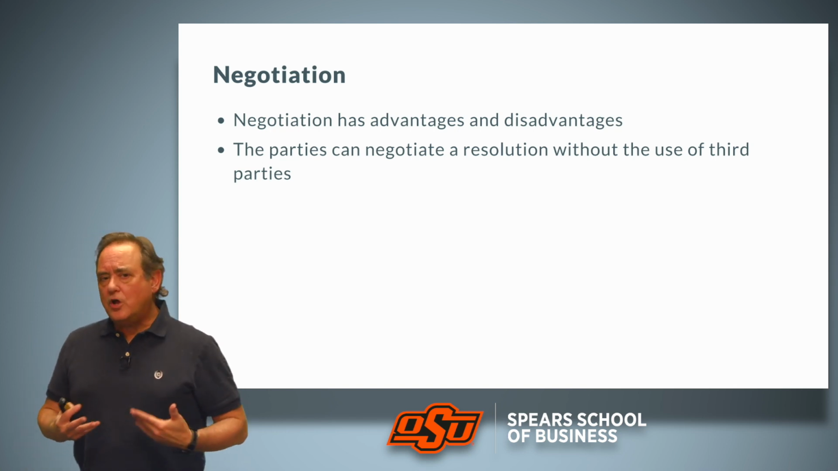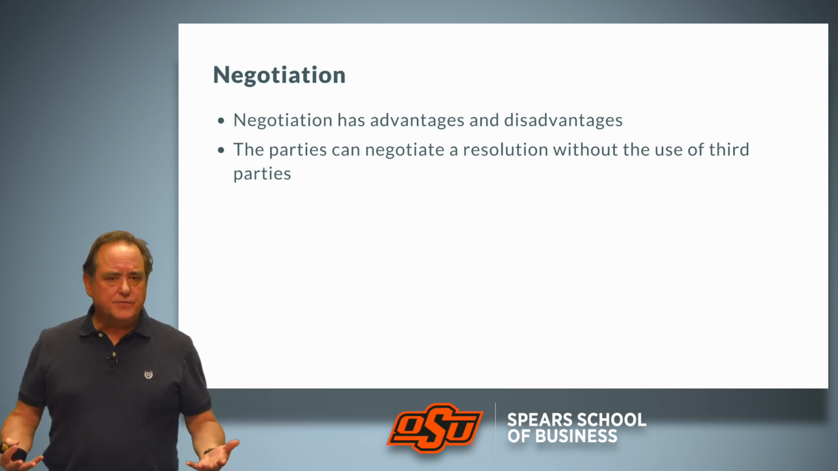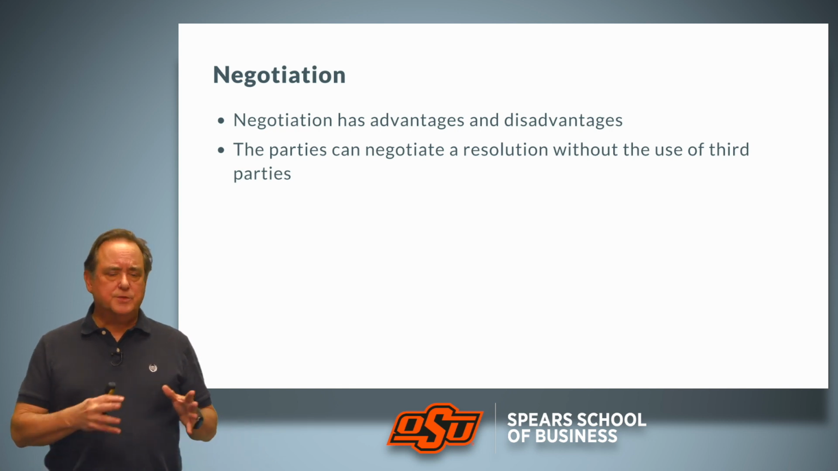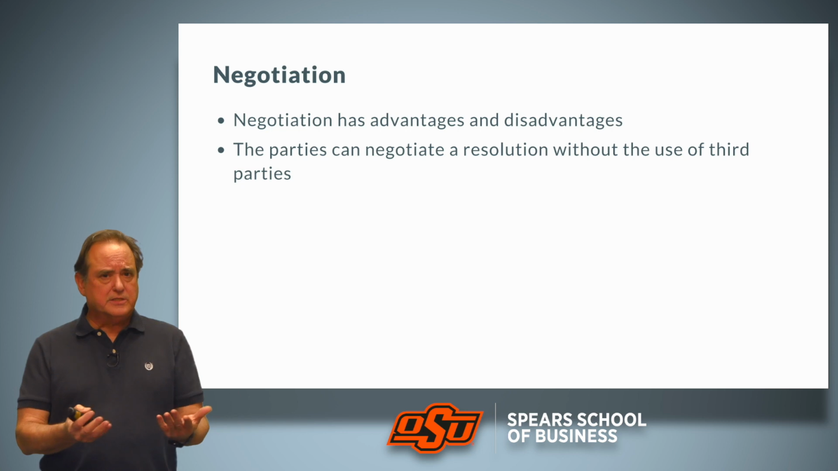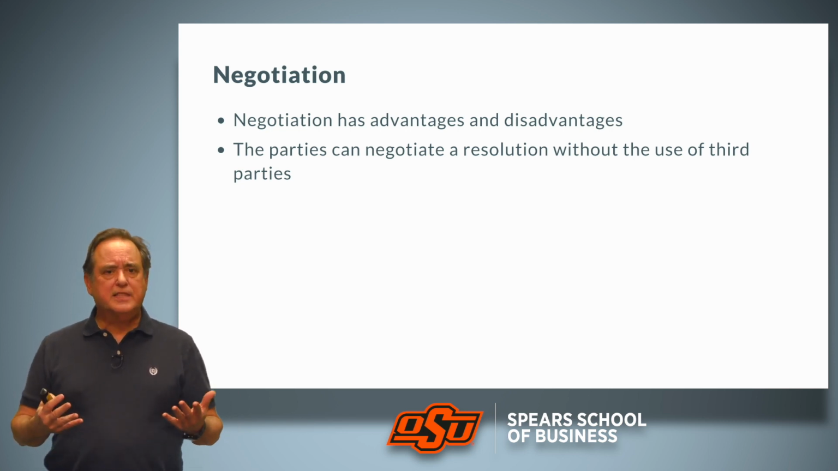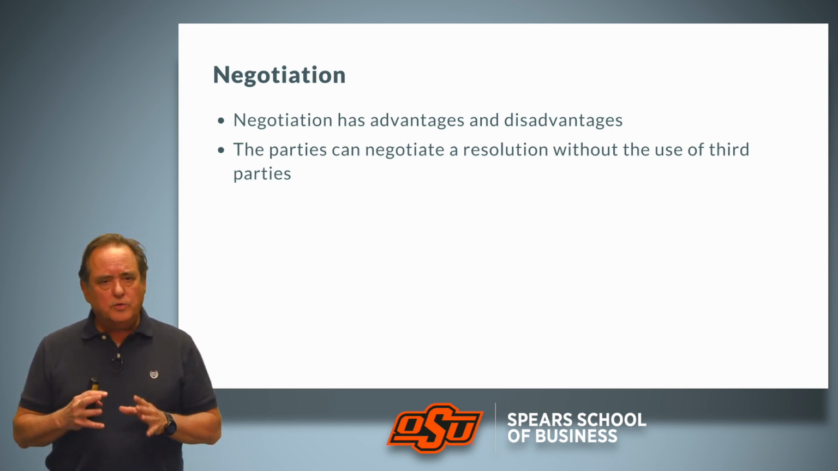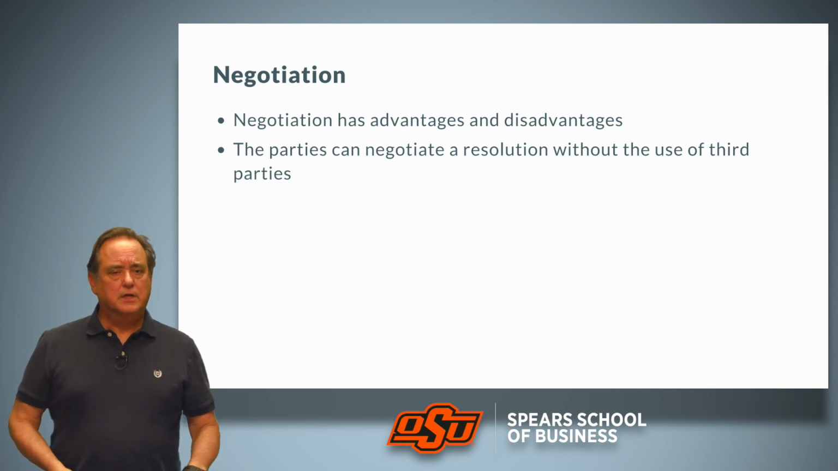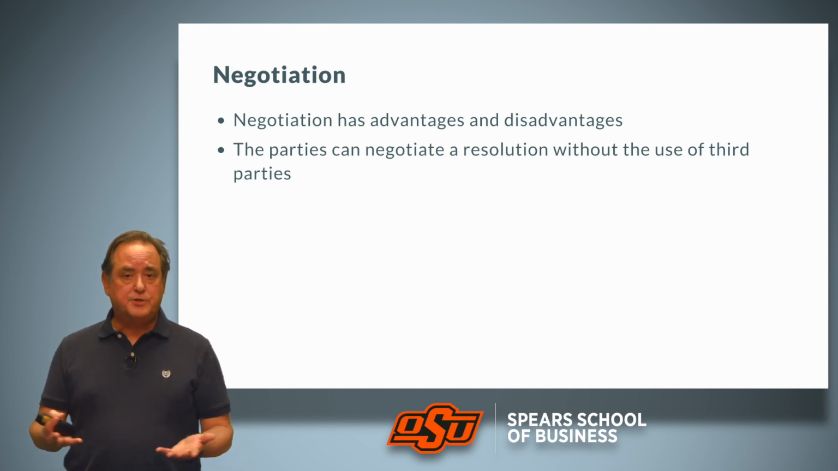Now, negotiation has advantages and disadvantages. And again, when we're talking about negotiation, we're talking about a settlement without the use of third parties, with no need for any other third party, just between the parties themselves. And in fact, when you look at the advantages, this is a key advantage: it doesn't involve any third persons. If you care about confidentiality, well, the only party that will know about the dispute will be the parties themselves.